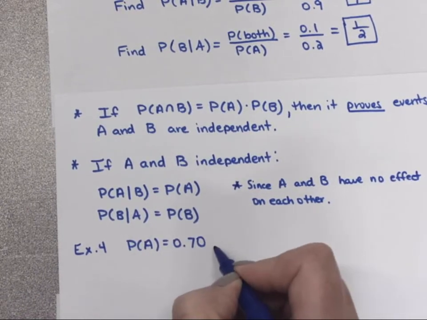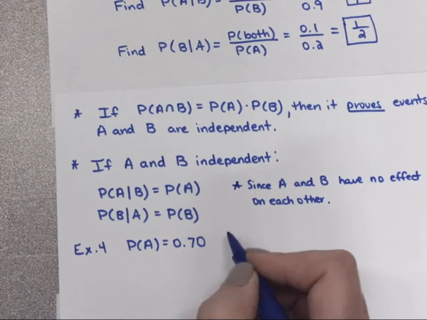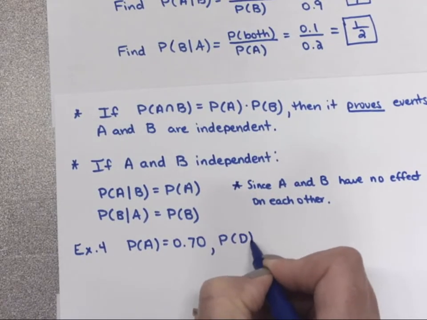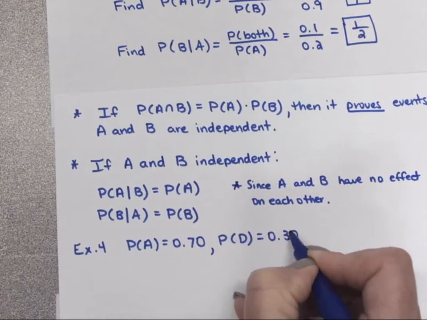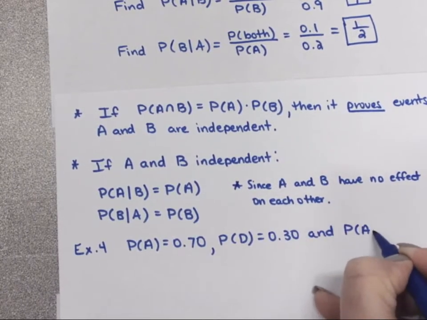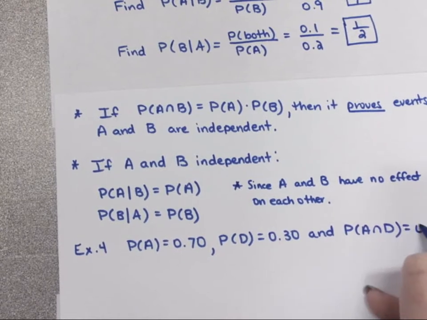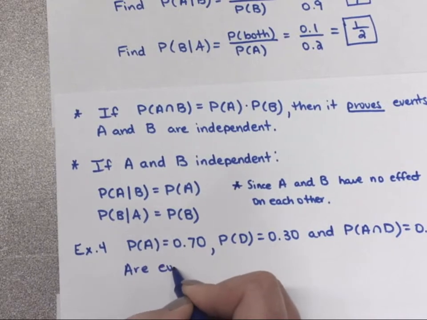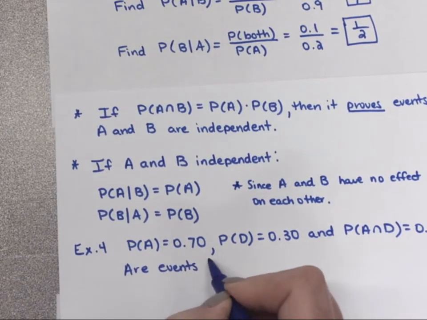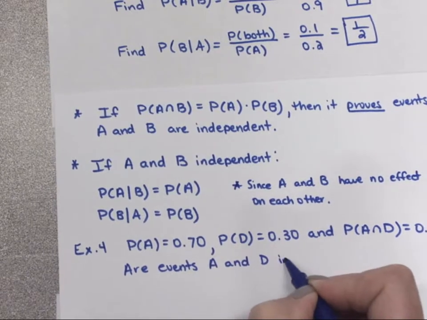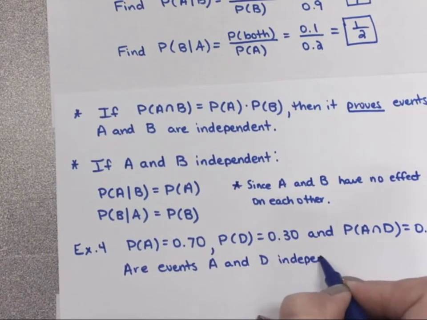All right, so let's take this scenario. Let's say the probability of event A is 0.70, and the probability of event D is 0.30, and the probability that they both happen is 0.20. And I want you to tell me, are events A and D independent of each other or not, just based on that information?